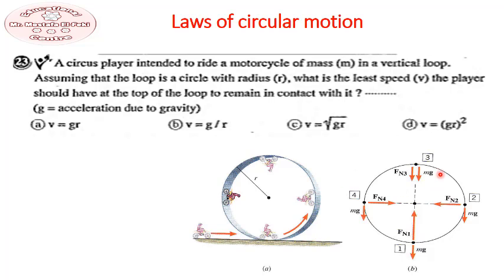Then the magnitude of the centripetal force must equal the weight of the body. Then the centripetal force equals the weight, or the gravitational force. Then Fc equals Fg. This means that mv square over r equals mg, the weight of the body. Then the velocity square equals gr, then v equals root gr.